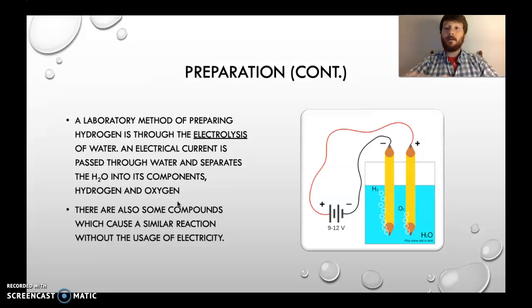Preparation continued. A lab method of producing this is through electrolysis of water, where you essentially split water in half. I'm going to show you a little bit about the electrolysis of water. I'm going to do a small experiment sometime later on in the week, hopefully. All you do is separate water into hydrogen and oxygen. You collect it, and then you can actually kind of light it on fire. It's pretty cool. And there's some compounds which do this. I'm going to use a very common compound involving potassium that splits water in half.